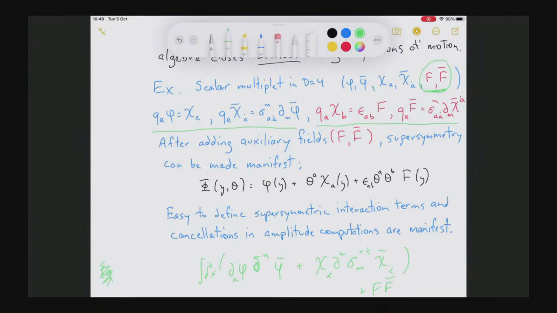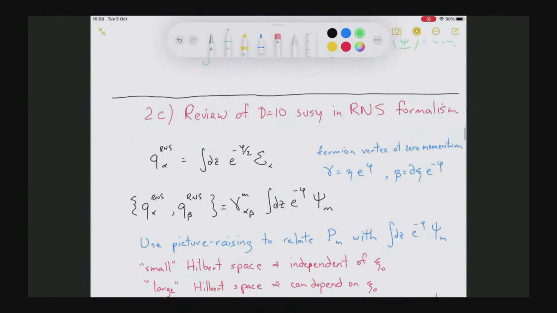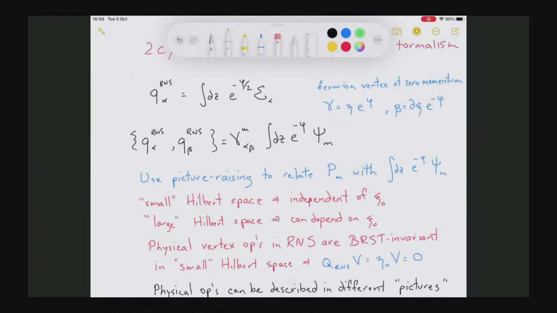So in the RNS formalism, we try to do the same thing, as I already mentioned. The spacetime supersymmetry generators have this simple form. It's essentially the fermionic vertex operator at 0 momentum. And when you take the anti-commutation, you find that you don't get dx. You get this object here, which you can think of as the translation generator in the -1 picture. So in the RNS formalism, one has this notion of picture.